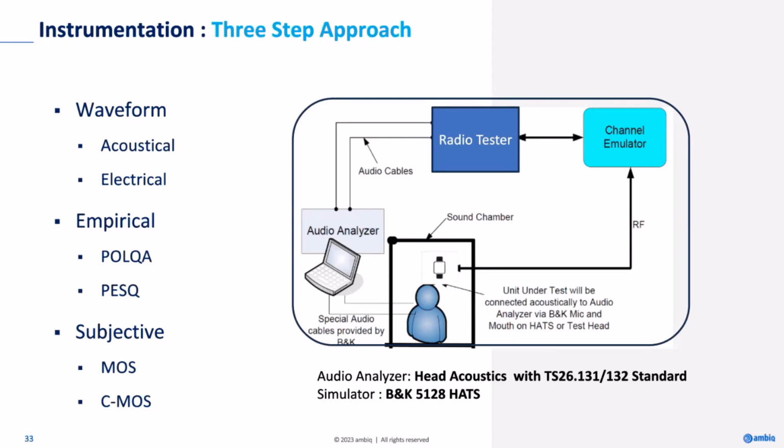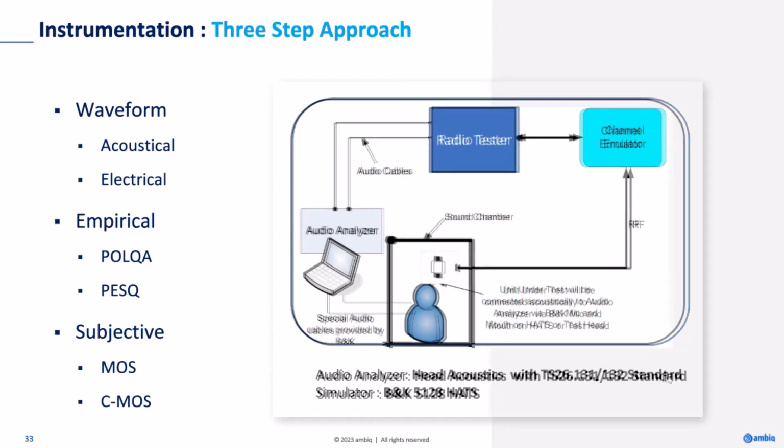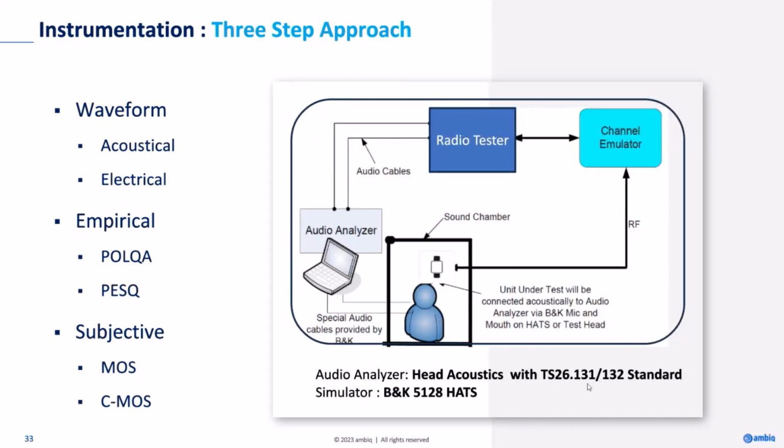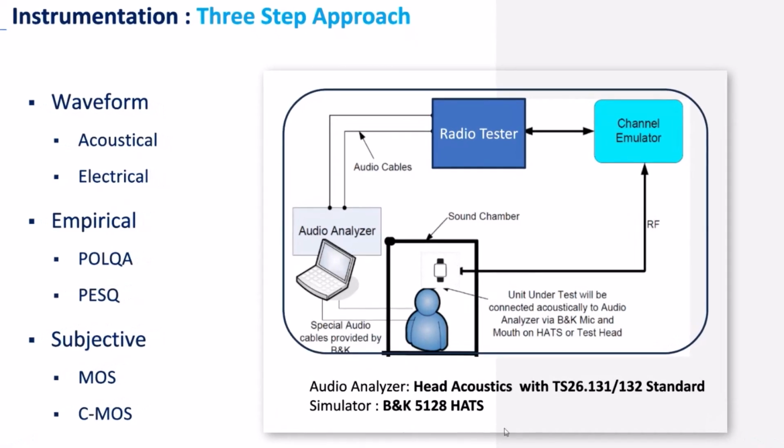You will need specialized instrumentation. For an audio analyzer, you can use B&K, Rohde & Schwarz, HEAD acoustics, SoundCheck. There are many manufacturers out there. I just give an example of HEAD acoustics, provided it supports this standard. For the simulator, again, different companies make different HATS. This is the most widely used: the B&K 5128 HATS. For the radio tester, Rohde & Schwarz is the choice of equipment provider.